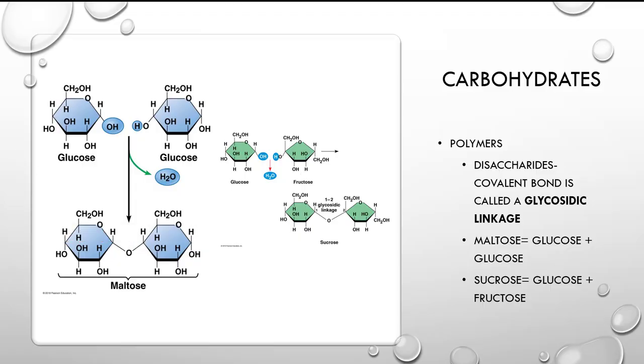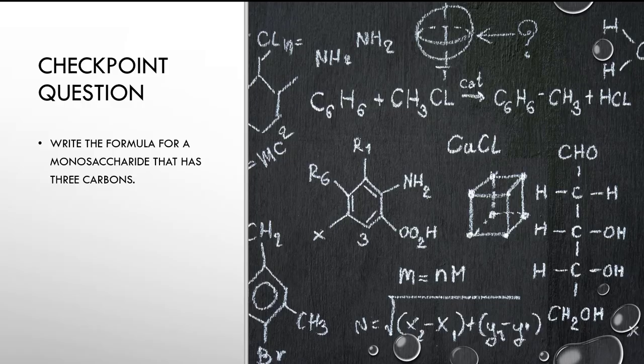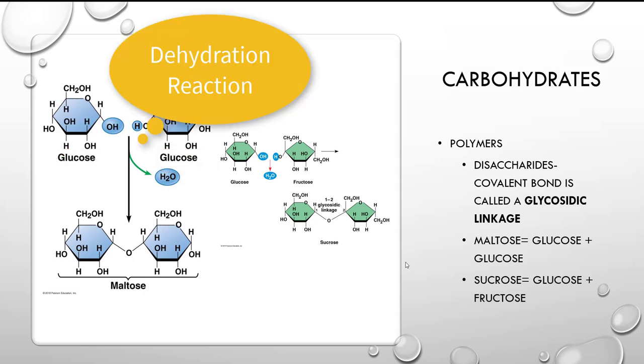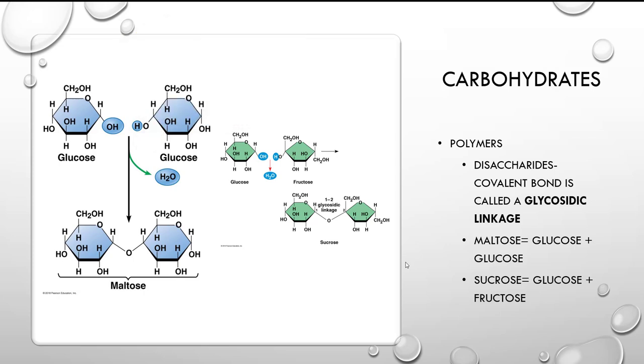All right, so let's take a closer look. Okay, so that was our checkpoint question. Let's get into the polymers now. So we talked about how we have our monomers. In this case, we have an example of glucose. So if we take 2 glucose monosaccharides and they undergo a dehydration synthesis reaction where we remove the water molecule from them, they will form a polymer.